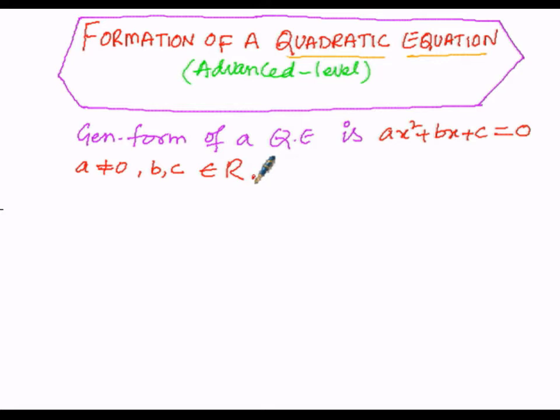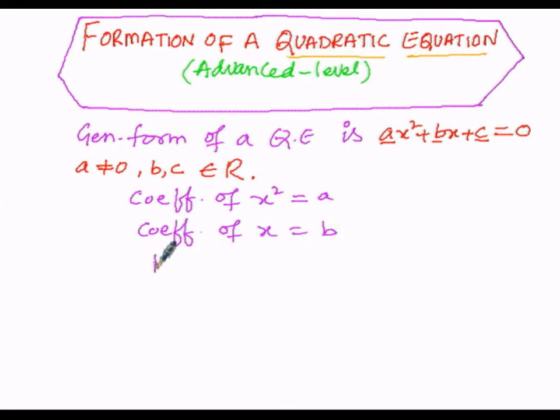And here, a is the coefficient of x square, b is the coefficient of x and c is the real constant, and the variable in it is x. So here the coefficient of x square is a, the coefficient of x is b and the real constant is c. In it the variable is x.